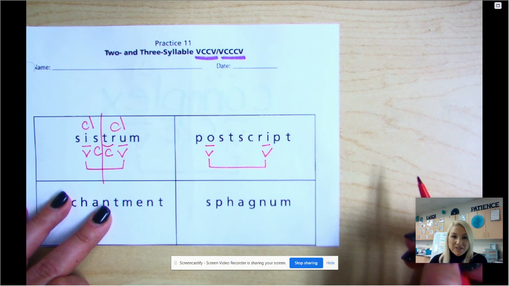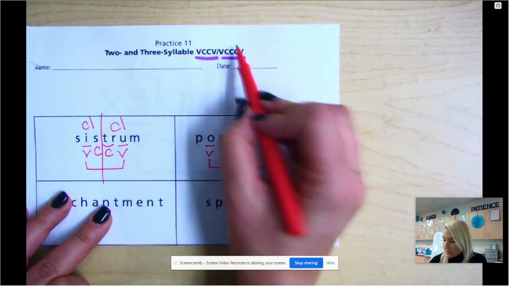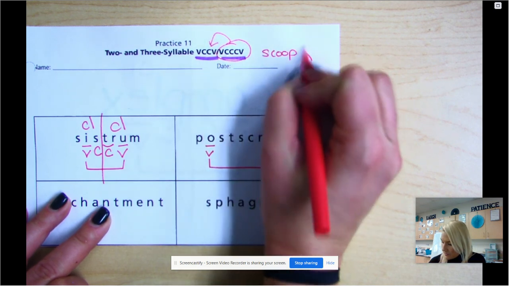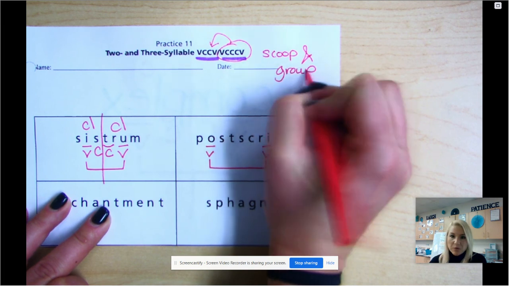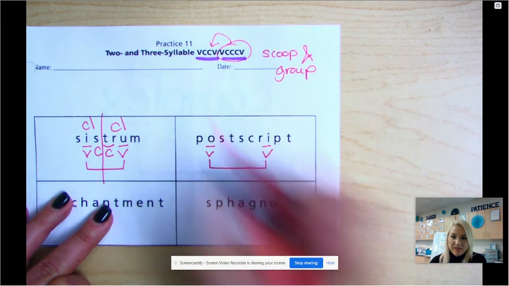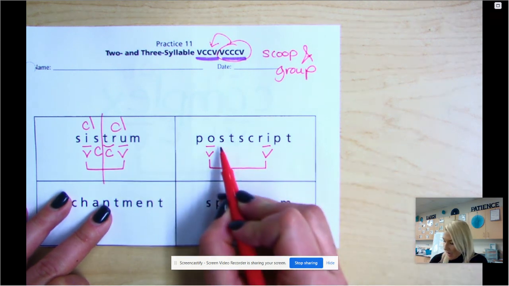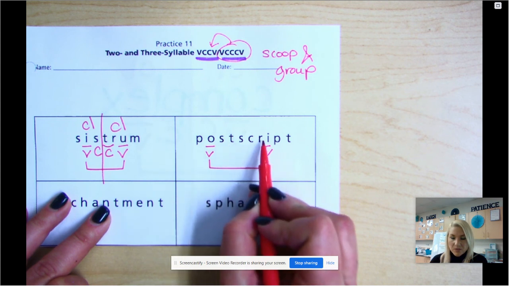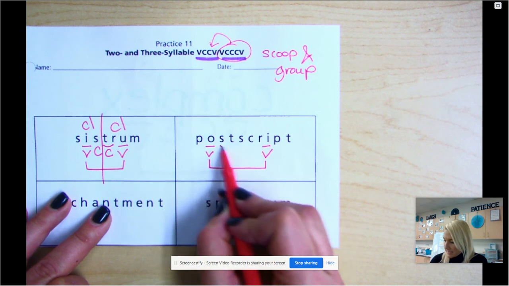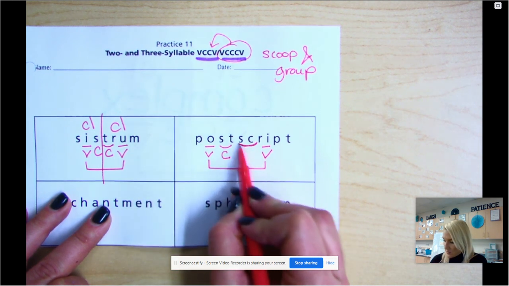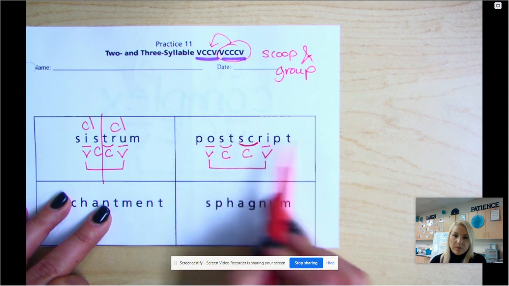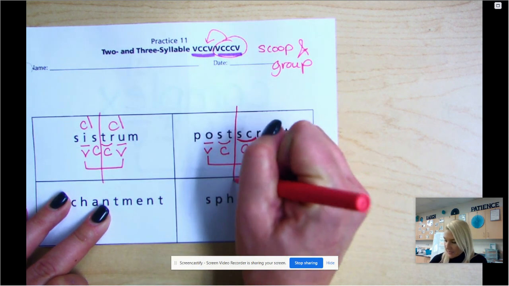And now I have to figure out how I can get to a VCCV pattern because we don't like these. We have to scoop and group to actually become a VCCV pattern. So I'm going to go ahead and look. Well, I know st would go together and scr would go together. So this would be one C, and these 3 letters would be scooped and grouped together for another C. Some of you probably already saw when you were looking at this word where we would divide it. Now I'm going to go ahead and divide down the center.